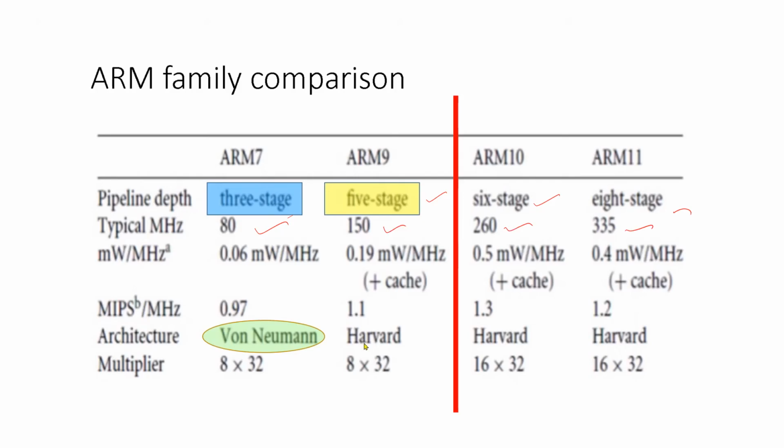And see the power consumption. So 0.06 milliwatt is consumed by ARM7, very low. And this is 0.19 for ARM9 power consumption. And ARM10 is 0.5 milliwatt. And ARM11 is 0.4 milliwatt. So with low power consumption, you get fast, high throughput.